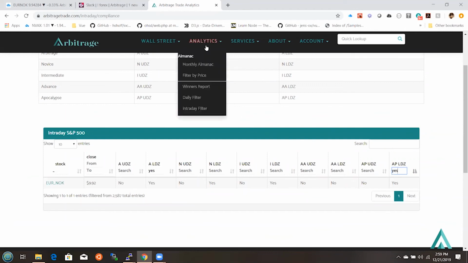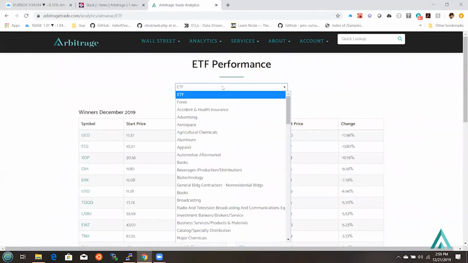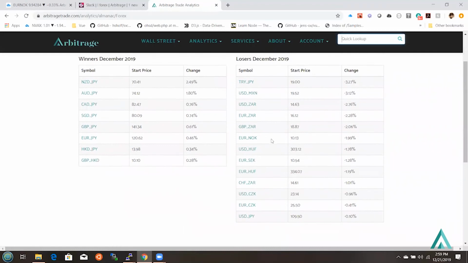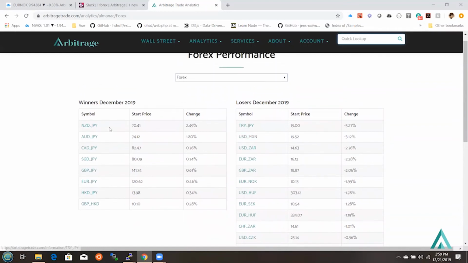If, for example, I also wanted to see how the Forex has been performing over the course of a month, I can literally just type Forex and it'll bring up the relative pairs, and anyone that has a change that's greater than I think 0.5% or so in either direction, it'll bring up here. So we can see that NZD-JPY has performed really well in the month of December so far, while TRY-JPY has suffered horribly.